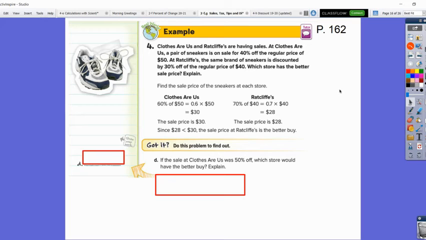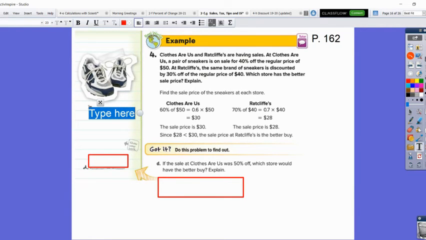So Clothes R Us, 60% is 40% off of $50. So they're doing it in the one-step method here. So they're saying, well, if you pay 40% off, then you're paying 60%. 60% of $50 is $30, which is what it's on sale for at Clothes R Us.